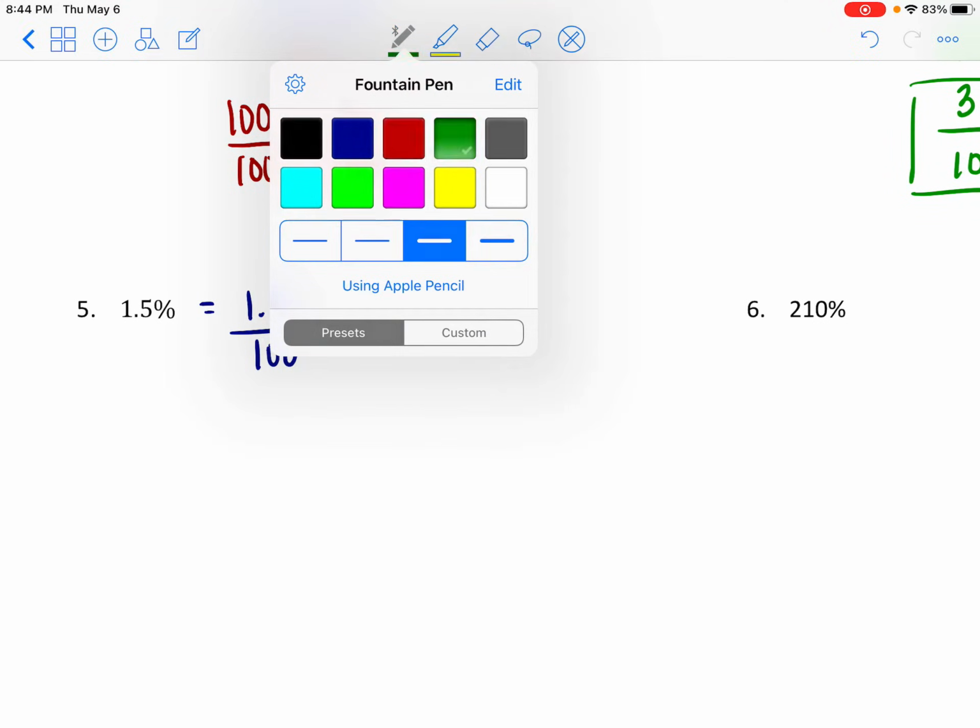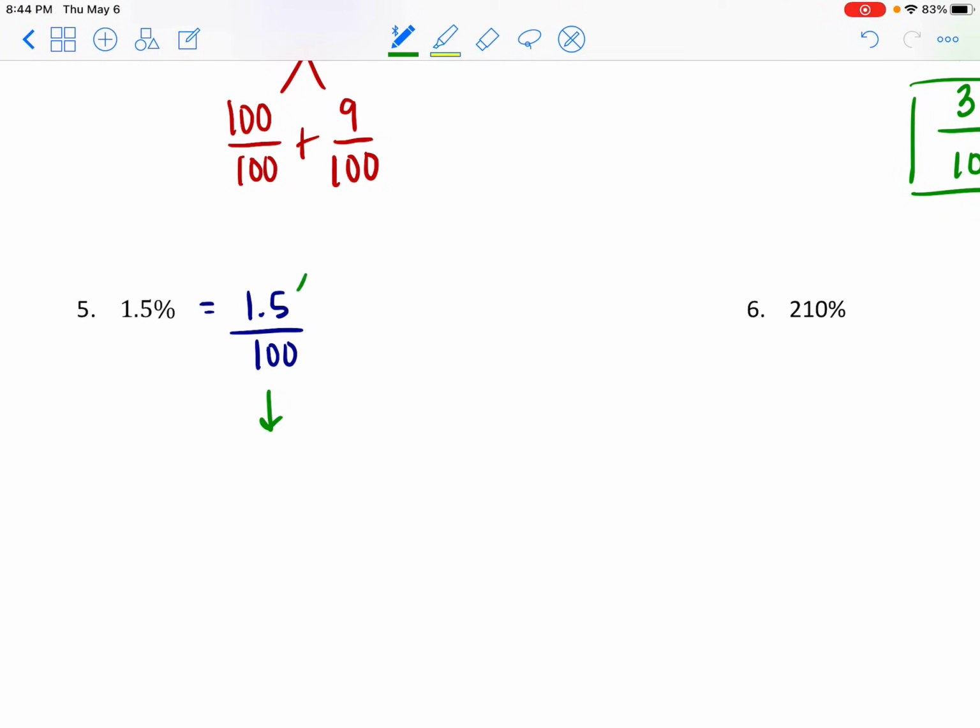So if I multiplied the top and the bottom of the fraction by 10, then 1.5 times 10 is going to move that decimal and make it 15. And 100 times 10, again, that's going to move that decimal. That's going to make that 1,000. So 15 out of 1,000. From there, it's a little easier to go to my decimal form. If I have 15 out of 1,000, 15 in the thousandths place is my decimal. So my decimal should be 0.015. So there's my decimal form.